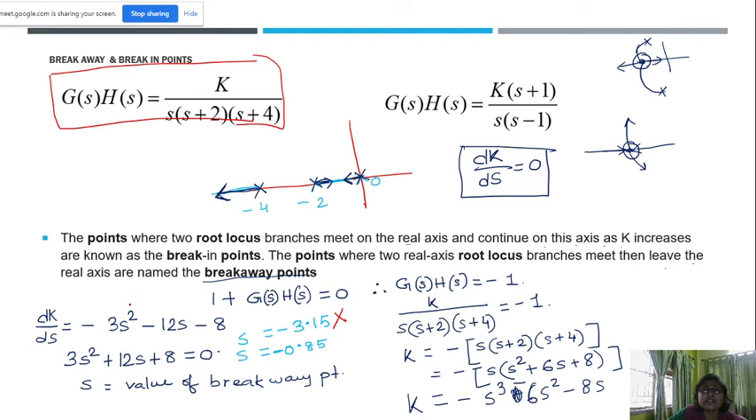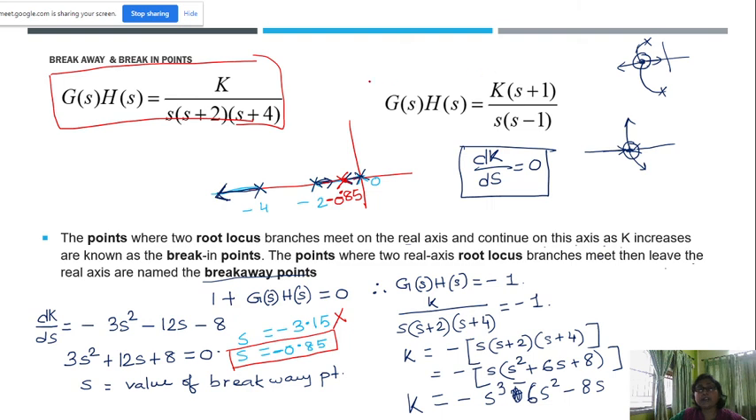As it is a quadratic equation, naturally solving it we will get two values, but logically we can understand the breakaway point can only be this one. Okay, so the value of the breakaway point will be somewhat at this particular point. Okay, so this will be our breakaway point.